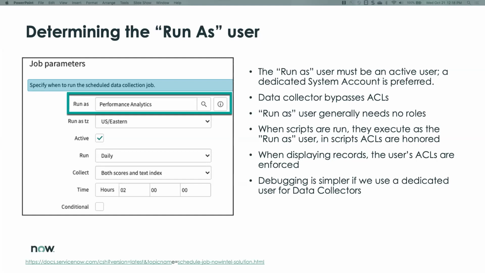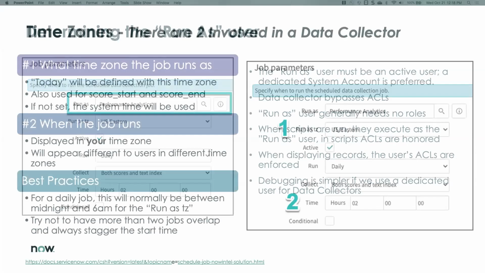Because if you need to look through job logs, being able to find and search for that specific user account will make life a lot easier when you're looking for particular things at a particular time. So the biggest thing to take away from this is, if your run as user can be a system account, we would definitely recommend that you do that. And by all means, it definitely has to be an active user.